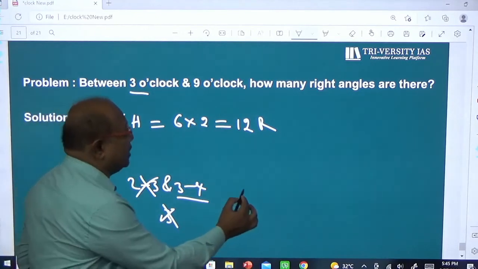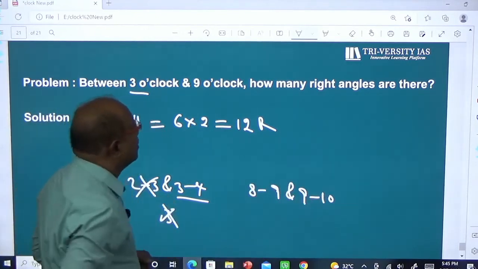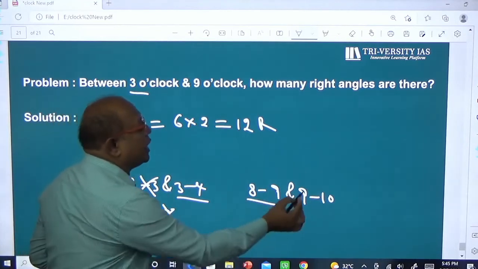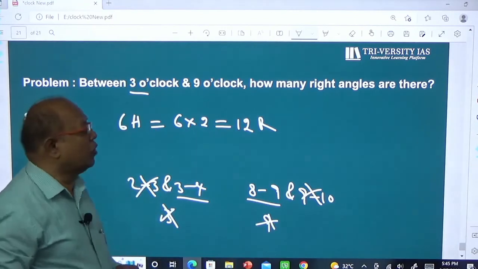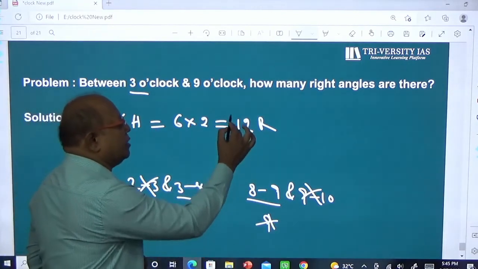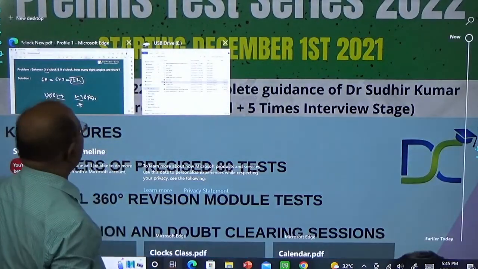Now, let us see whether 8 to 9 and 9 to 10 is there. No, only 8 to 9 alone is there. So 9 is also not counted twice. So here no need to deduct, there will be 12 right angles. So this is the way to find.